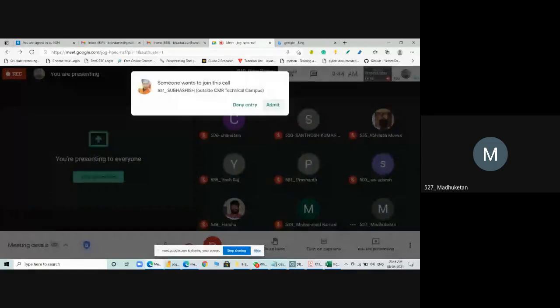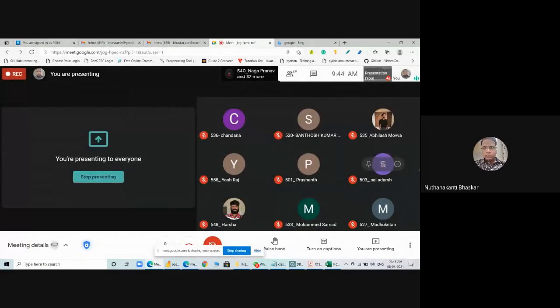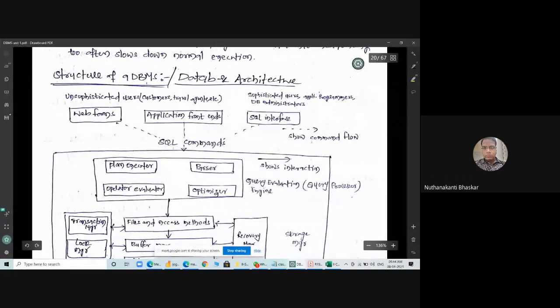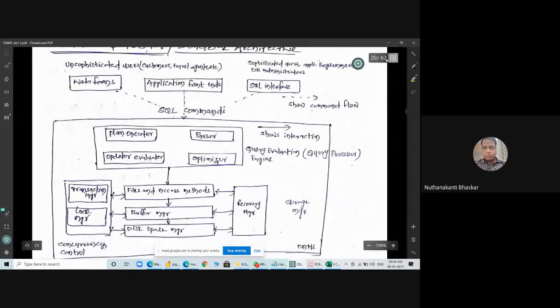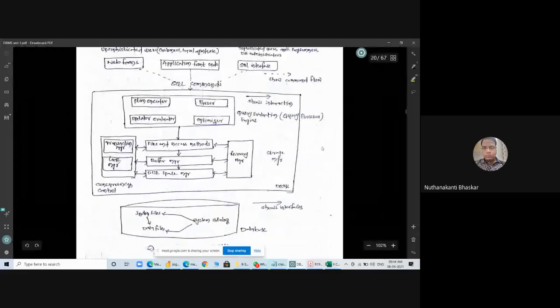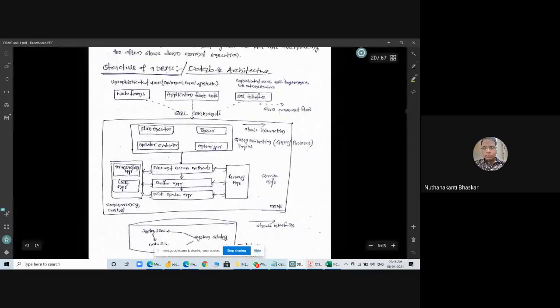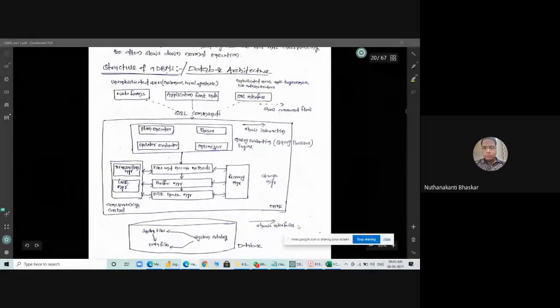Today very few students have joined, but I am continuing. Even in the last class, I showed the architecture of the DBMS structure. Please, if possible, note it down because it is very important. Already I told you, it is a compulsory question, a mandatory question. I think it is visible, correct? Is the architecture visible, everyone?